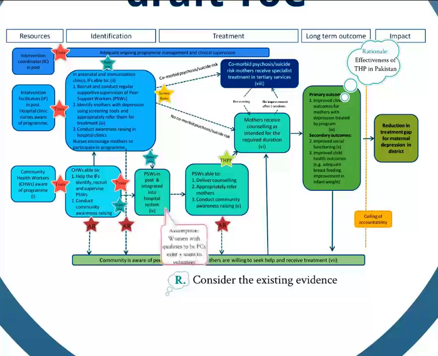We then need to add assumptions. There are lots of assumptions on this pathway. For example, the whole programme is based on the premise that women exist in the community who want to be peer support workers and who have the qualities to be good peer support workers. If those women don't exist, or if they don't have the right qualities, or if they exist but don't want to volunteer, then there will be no peer support workers in the programme.